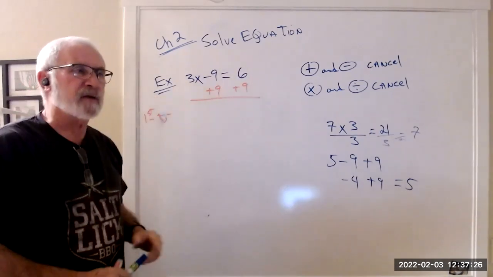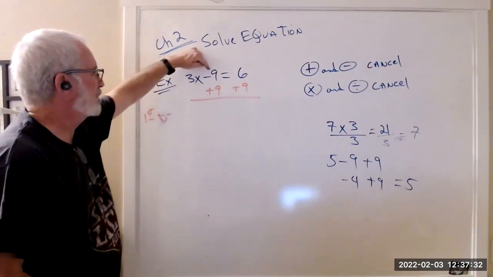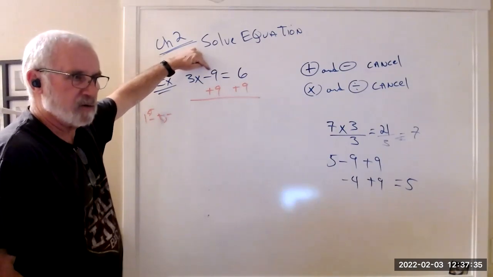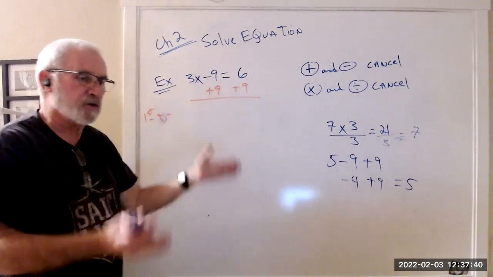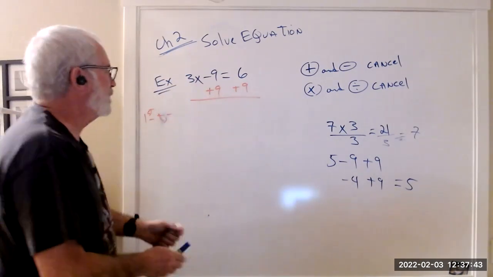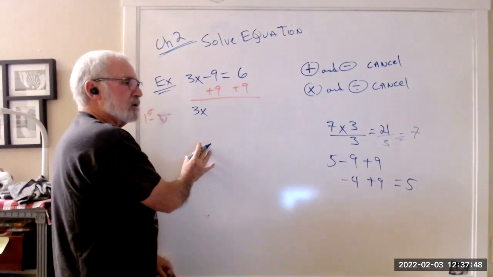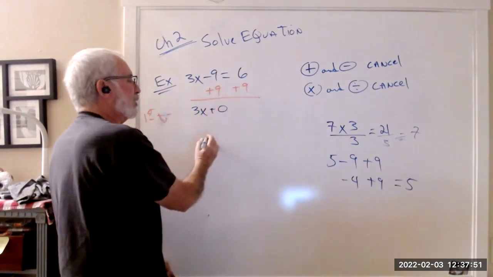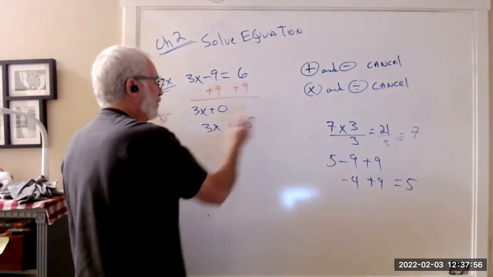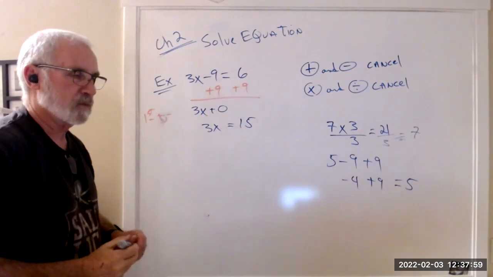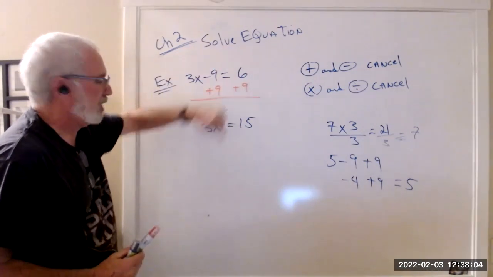Well, we did, but we did it for two totally different reasons. This positive 9 and this negative 9 will cancel each other out. That's their purpose. This 9 over here was to keep the problem balanced. So when we do that, we end up with 3x. The 9s cancel each other out. Technically, there's a plus 0 there, but nobody ever writes the 0. So we get 3x equals 15. Notice solving an equation is working down, trying to keep the equal signs lined up.